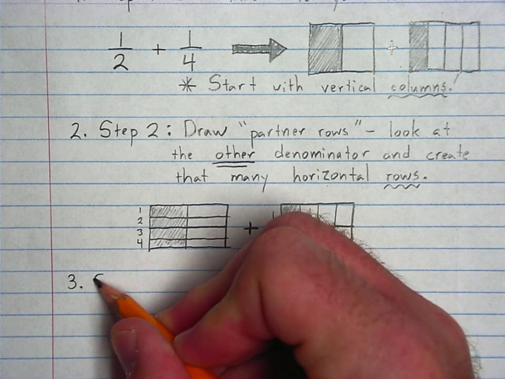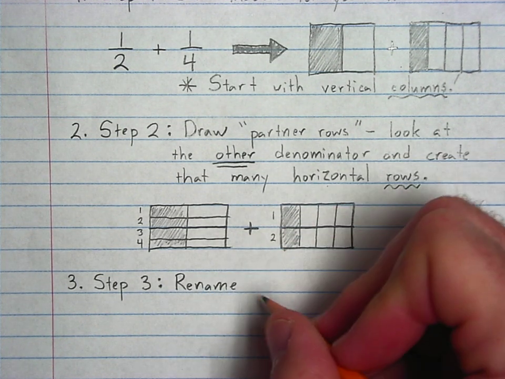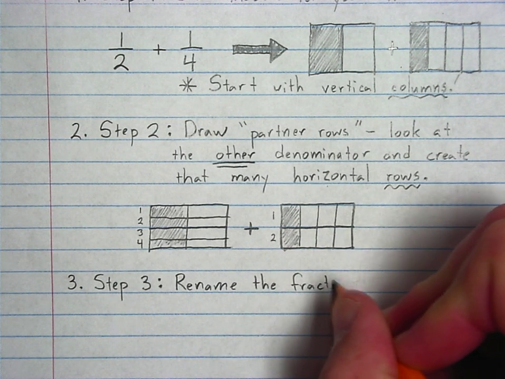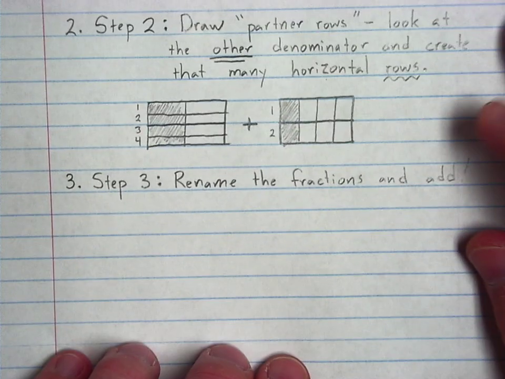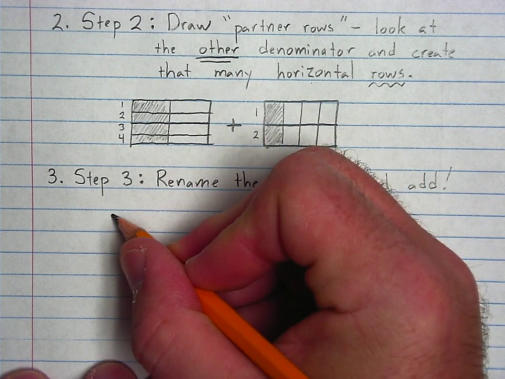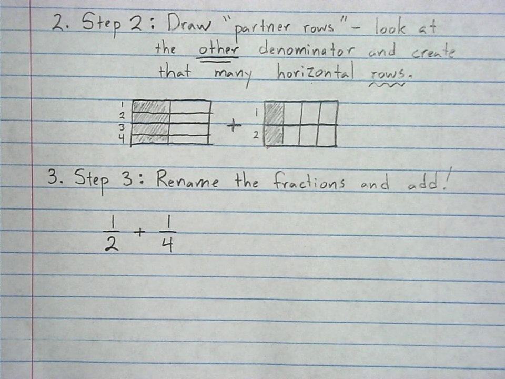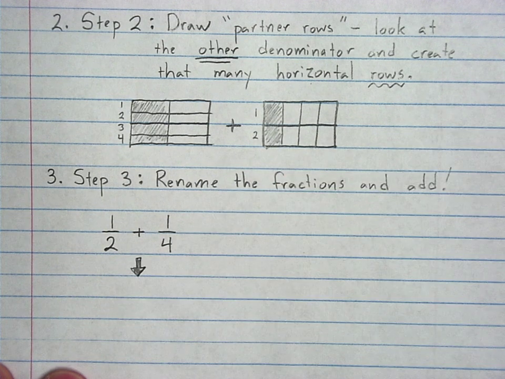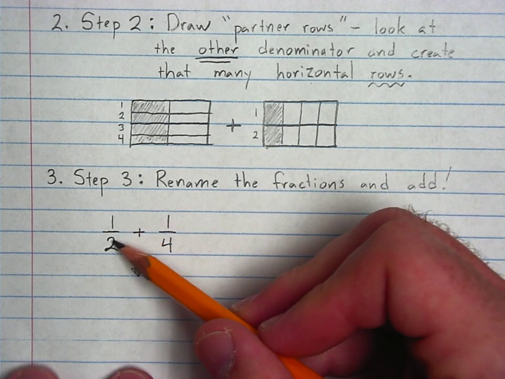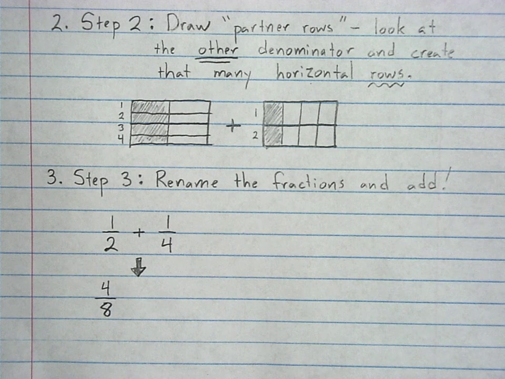So, for step 3, to wrap this up, we're going to rename the fractions and add. See, now I can use the word add because now we're actually going to do some adding. Now, 1/2 plus 1/4. That's what we started with. But we now know that, let's start with 1/2. 1/2 is the same as 1, 2, 3, 4 eighths. I didn't change anything that I shaded. The shading stayed exactly the same.